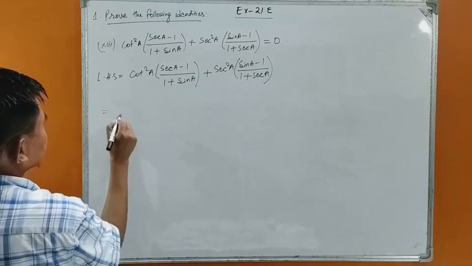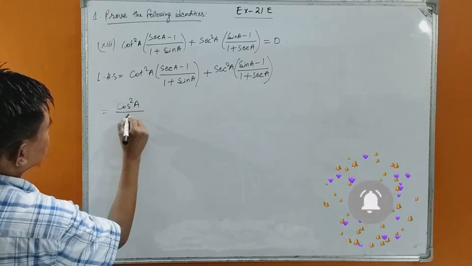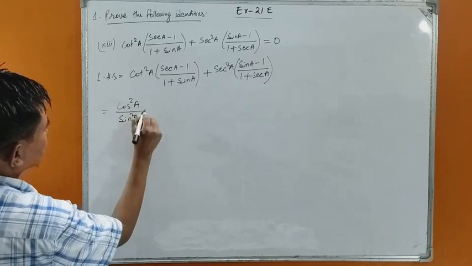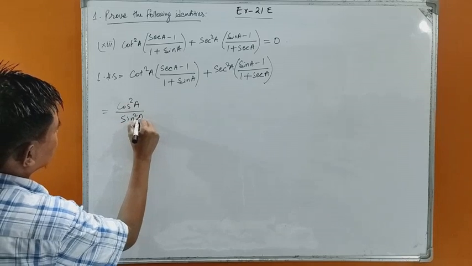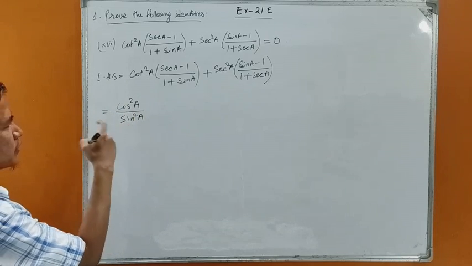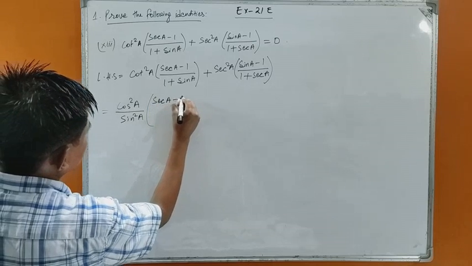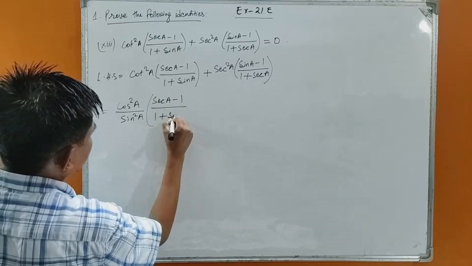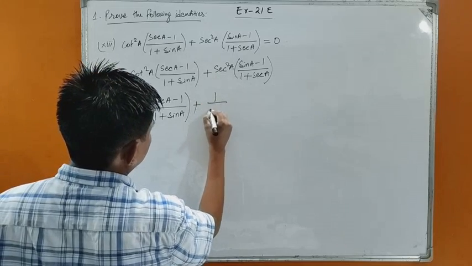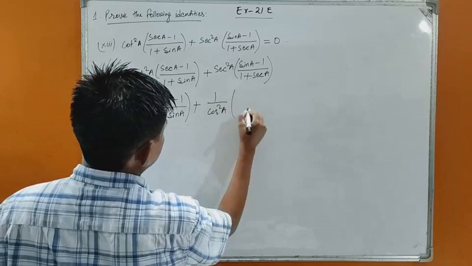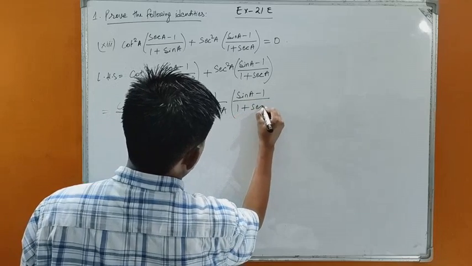Okay. So cot square A can be written as cos square A upon sin square A, isn't it? Cot square A can be written as cos square A upon sin square A. Now we have (sec A minus 1) upon (1 plus sin A), plus this sec square A can be written as 1 upon cos square A into (sin A minus 1) upon (1 plus sec A).